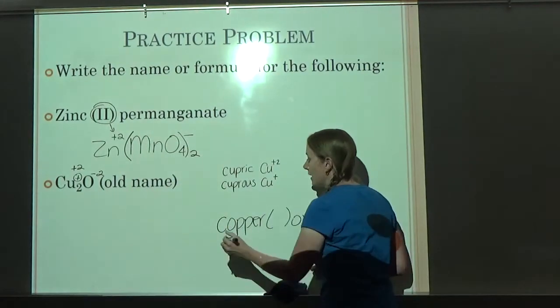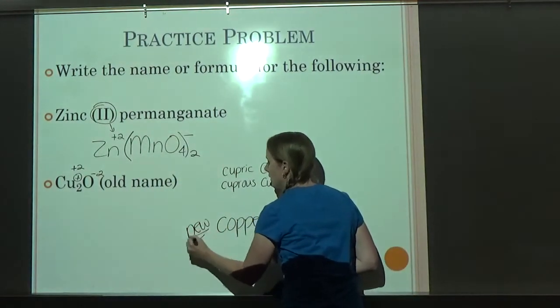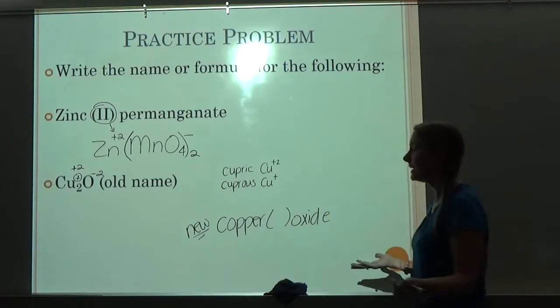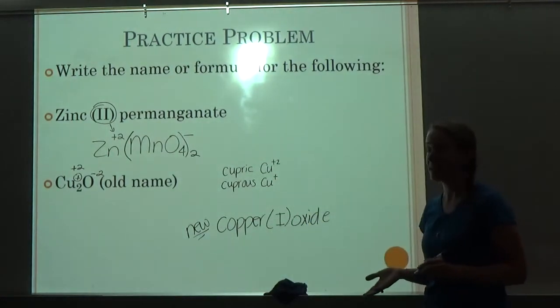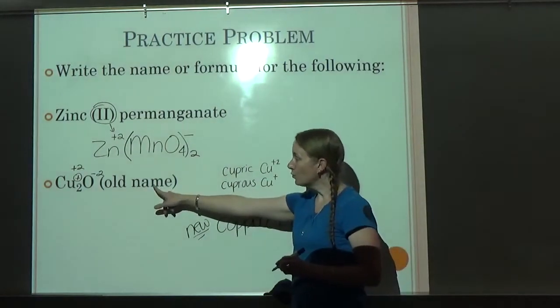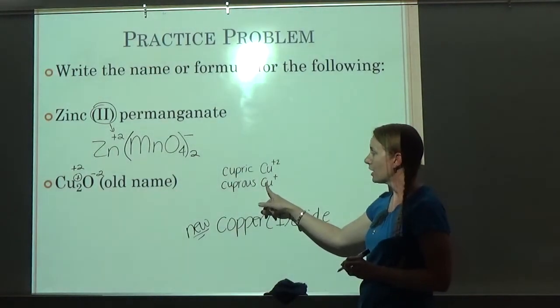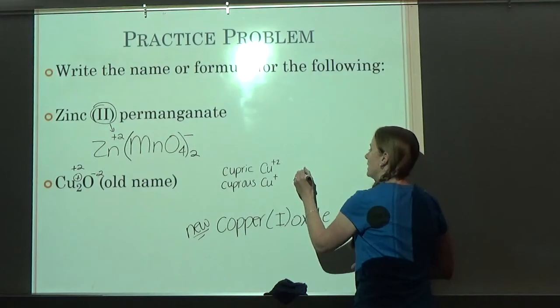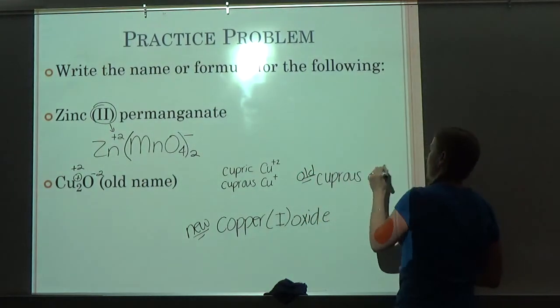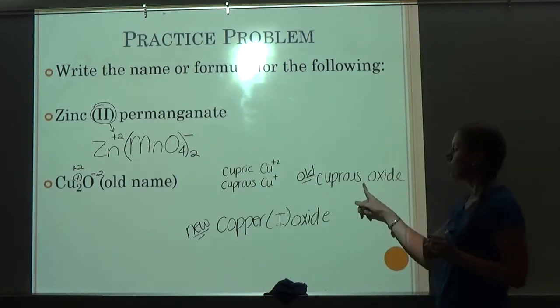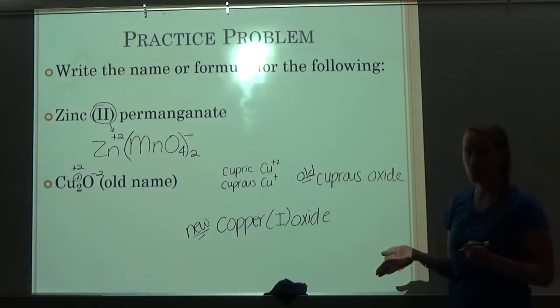So if I was getting the new, we shouldn't even call it new, the current name, I would call it copper Roman numeral 1 oxide. But since I've asked for the old name, now that we know it's copper +1, here's my old name, cuprous oxide. So notice the old name does not have the Roman numeral in it.